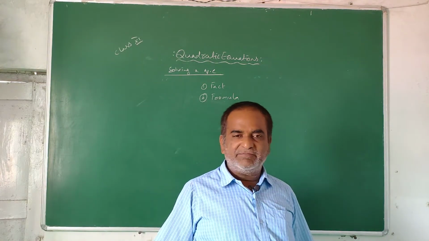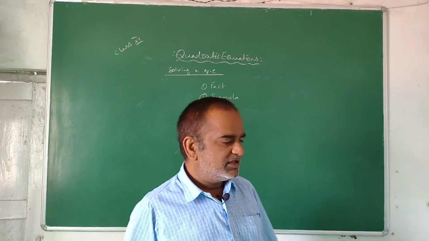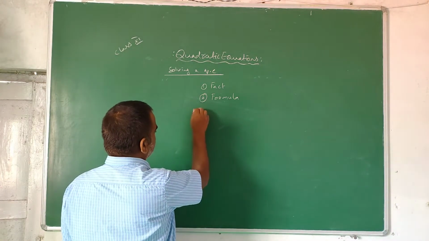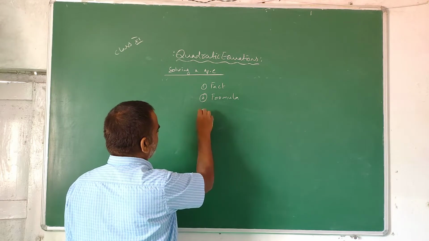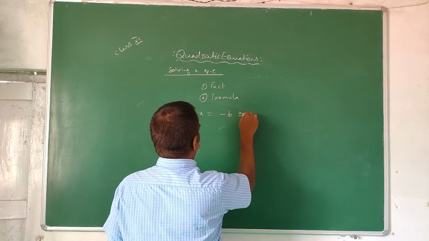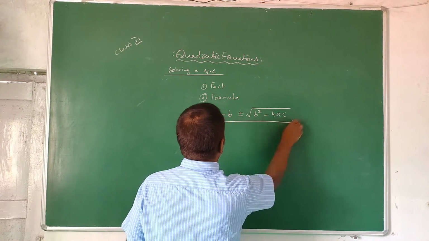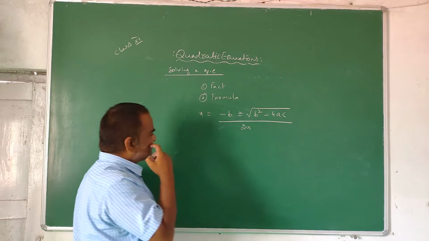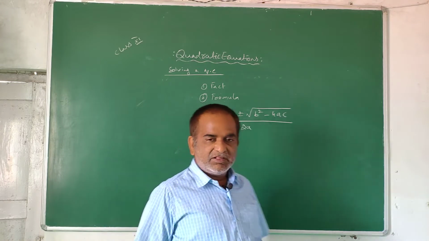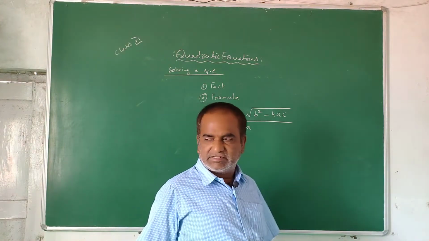In the factorization method, we split the middle term and find the solutions. In the formula method, we use the formula to solve the quadratic equation, and using that formula you can get the roots. The formula is x is equal to minus b plus or minus root over b square minus 4ac upon 2a. This is the formula to find the roots of a quadratic equation. Understood? Now how we find roots, that we will discuss in the next discussion.